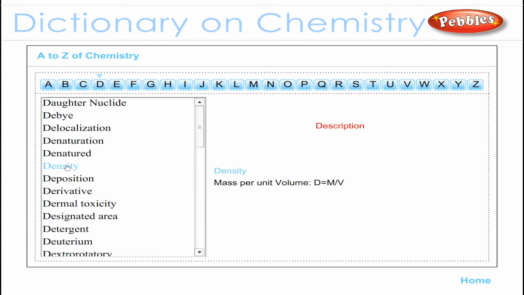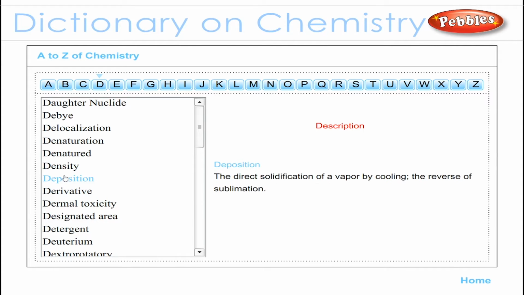Density, mass per unit volume, that is, D equals m divided by V. Deposition, the direct solidification of a vapor by cooling, that is, the reverse of sublimation.